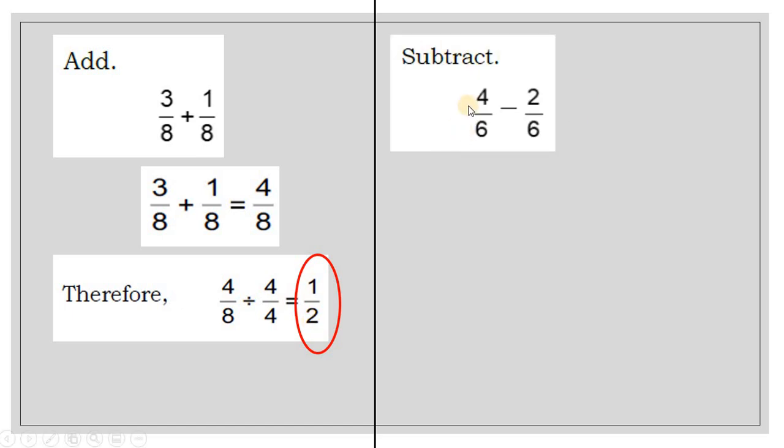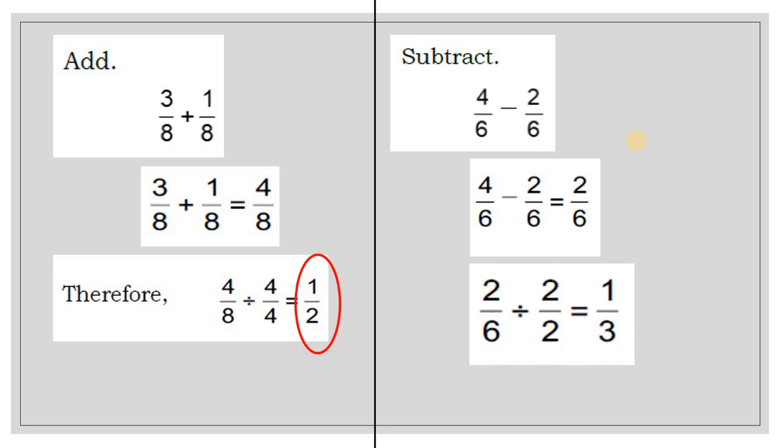Next, how about in subtraction? So, 4 minus 2 is 2, and then copy the common denominator, which is 6. So, we have 2 over 6. But this is not yet the lowest term. Okay? So, what is the GCF of 2 and 6? It is 2. Diba? So, 2 divided by 2 is 1, and 6 divided by 2 is 3. So, therefore, the final answer here is 1/3. Okay?